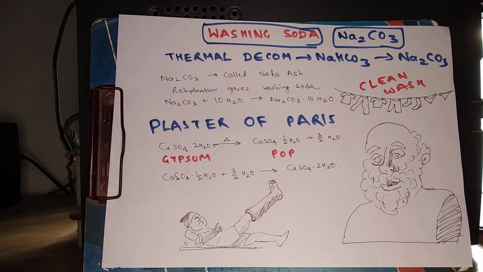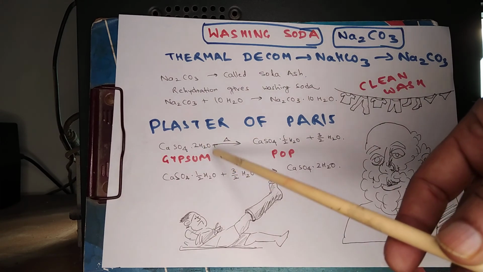Now plaster of Paris. Plaster of Paris has some relation with Paris, because in historic periods the plaster of Paris was produced from gypsum. Today also it is produced from gypsum, but gypsum was available in plenty in and around Paris, and that is why it got the name plaster of Paris. So production is very simple. Gypsum is heated to remove some water of crystallization to give plaster of Paris. So it is CaSO4·2H2O for gypsum.